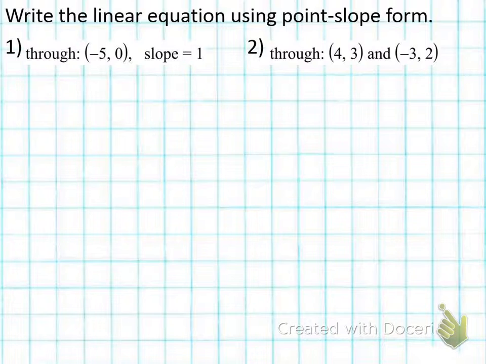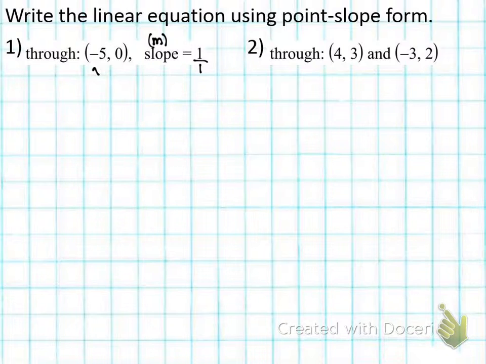Number 1. Write the linear equation with point slope form. So number 1 and number 2 are different, but they're the same. Number 2 is harder than number 1. Okay? So number 1 says -5, 0, the slope is 1. So I know that my m is equal to 1, right? And that I have a point up here. It's -5, 0. My slope I could write as a fraction, 1 over 1.